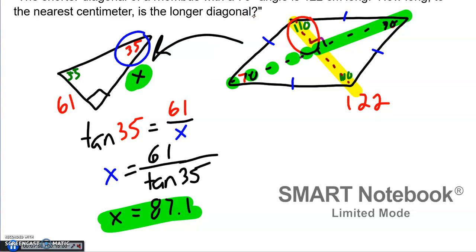So that we get the diagonal being 174.2, but it says to round to the nearest centimeter. So it's going to be about 174 centimeters.